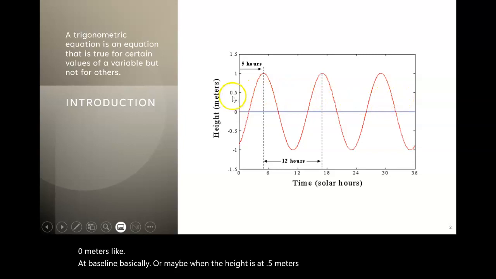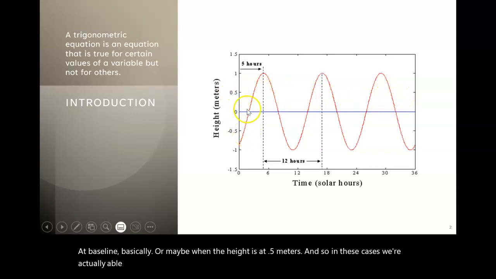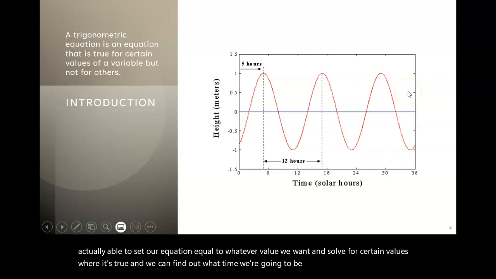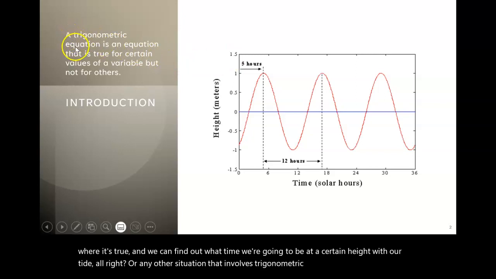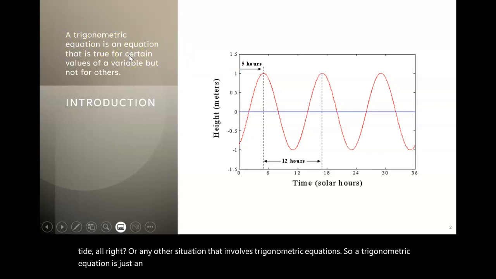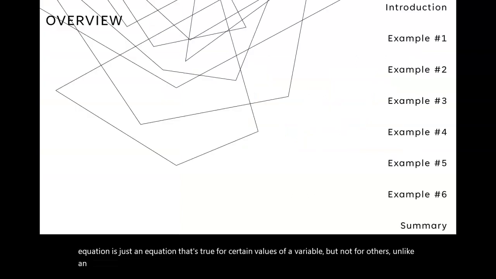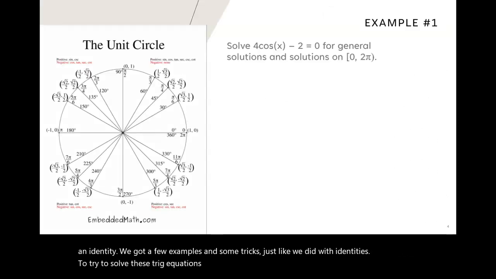And so in these cases, we're actually able to set our equation equal to whatever value we want and solve for certain values where it's true. And we can find out what time we're going to be at a certain height with our tide, or any other situation that involves trigonometric equations. So a trigonometric equation is just an equation that's true for certain values of a variable, but not for others, unlike an identity. We've got a few examples and some tricks, just like we did with identities, to try to solve these trig equations. So let's get going.